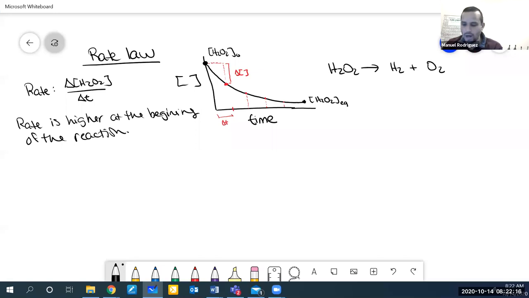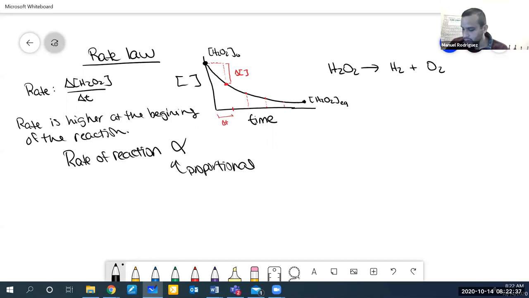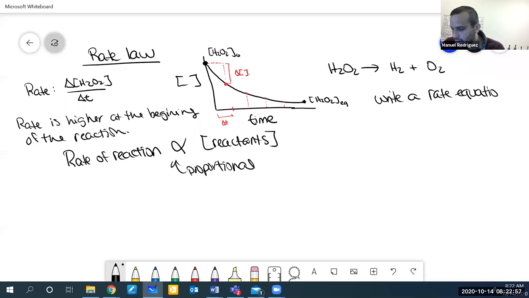So you will see that I can say that the rate of the reaction is proportional, that means proportional, to the concentration of the reactants. Does that make sense? So if I'm trying to write a rate equation, I can say that R is proportional, in this case, to the concentration of peroxide. Good? So they are almost equal, but not quite.